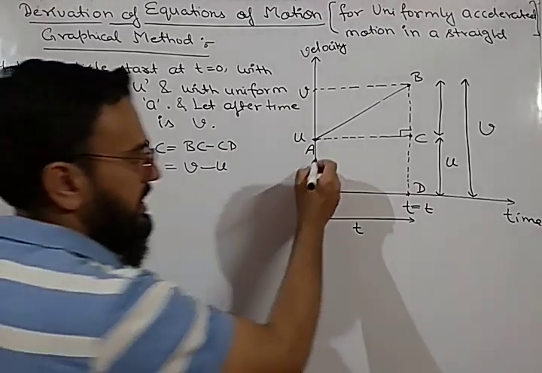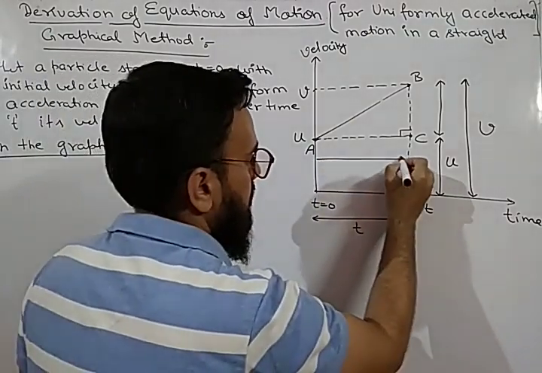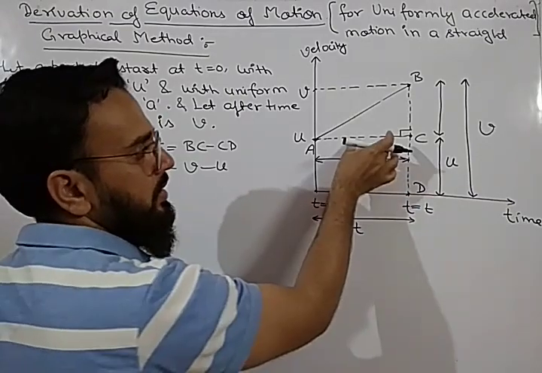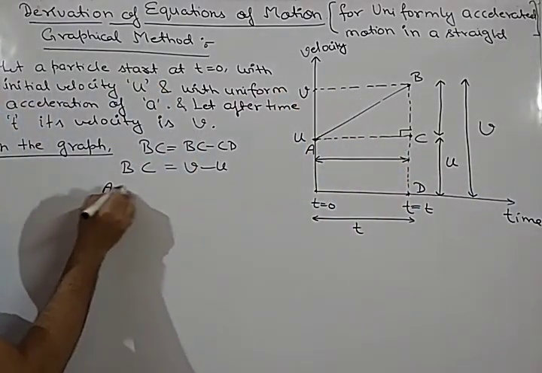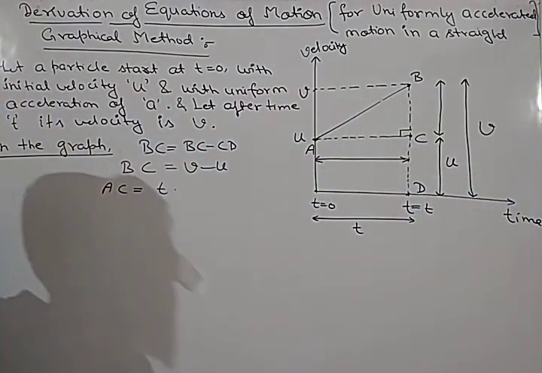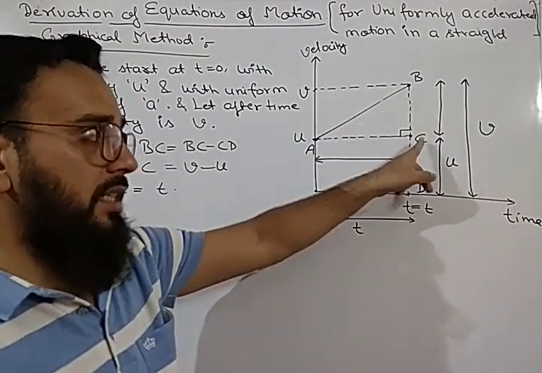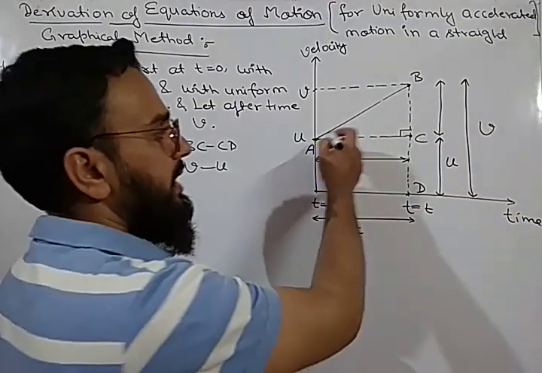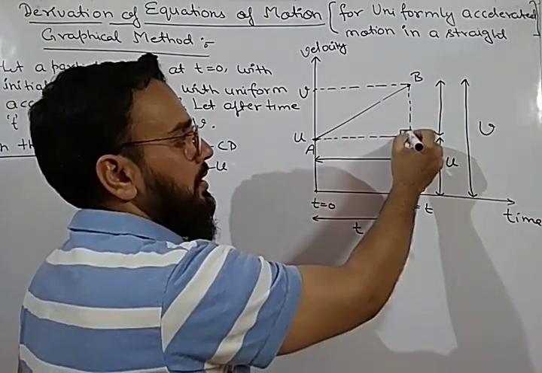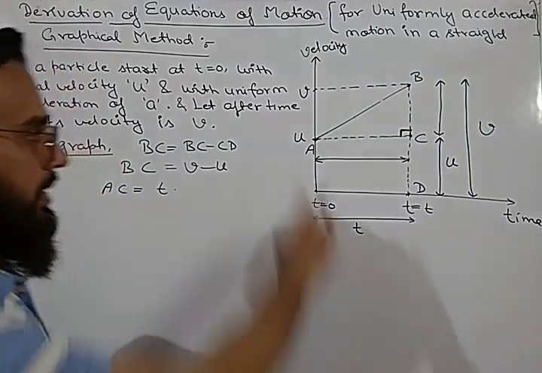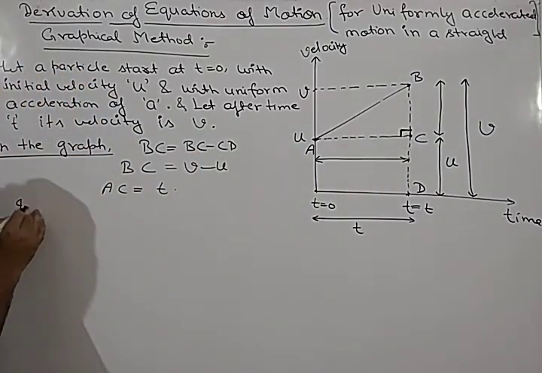Okay. And what is AC? This is distance AC. And what is distance AC? It is equal to time. This is T. So we can write AC is equal to T. Okay. So we have found this distance BC and distance AC in right angle triangle ABC, and angle C is 90 degree.